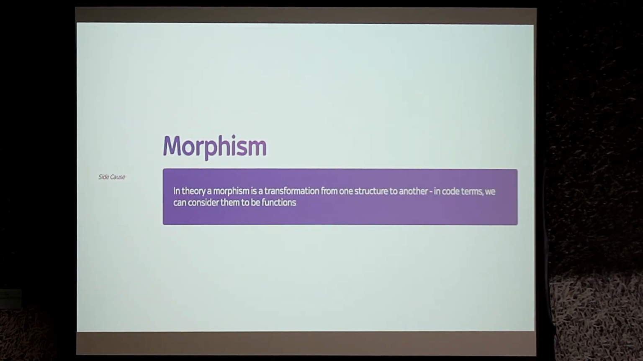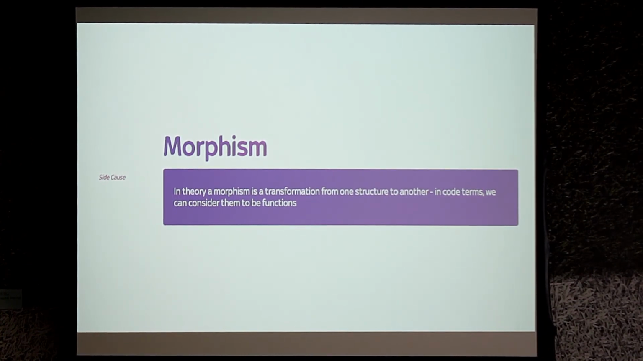A morphism. This is the very first of the 3 that should have been talked about, really. It's basically just a transformation from one structure to another, and in code terms, you could consider that just to be a function.